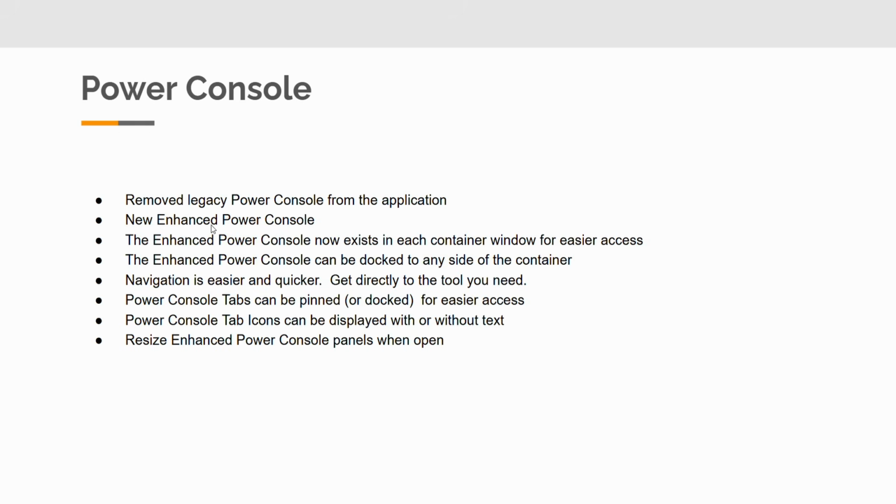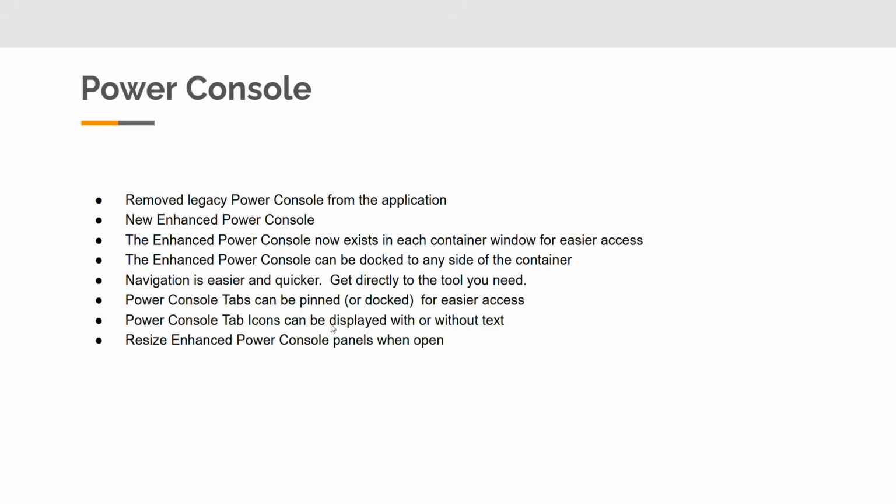Okay, so you have the new Enhanced Power Console in each container window. So that means in each layout, whichever layout again, it's going to be right in there. So it's very easy for you to access that. It can be docked to any side of the container, which is what we talked about. So you can move it up, down, top, bottom, wherever you want it. Navigation quicker and easier. You can pin them or dock them for easier access.